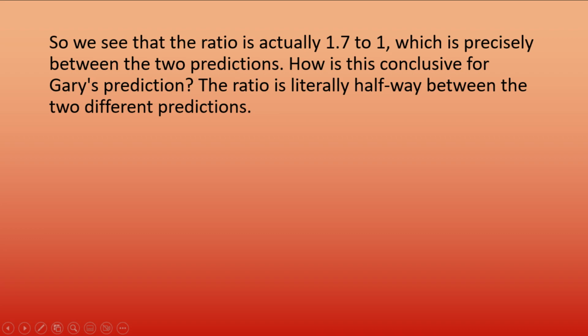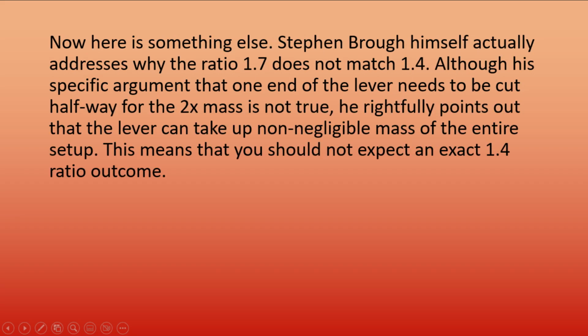How is this conclusive for Gary's prediction? The ratio is literally halfway between the 2 different predictions. Now here is something else. Stephen Brough himself actually addresses why the ratio 1.7 does not match 1.4. Although his specific argument that one end of the lever needs to be cut halfway for the 2x mass is not true, he rightfully points out that the lever can take up non-negligible mass of the entire setup. This means that you should not expect an exact 1.4 ratio outcome.